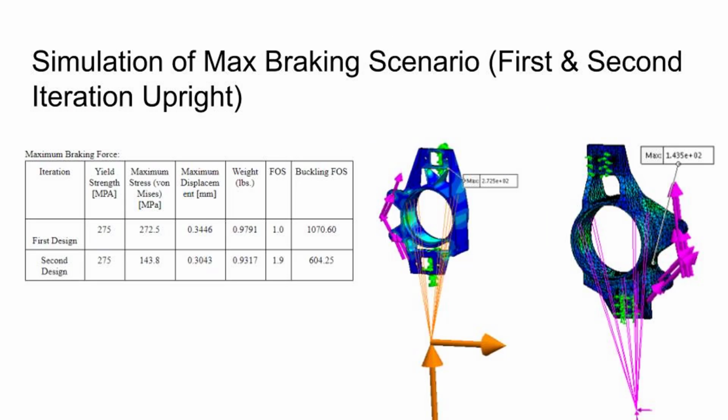Under the braking scenario, the upright had a factor of safety of 1, which is far too low for our requirements. The maximum concentrations for stress occur at the top left of the middle bracing member. On the second iteration of the upright, we were able to increase the factor of safety by increasing the wall thicknesses, while decreasing the weight by removing the bracing members.